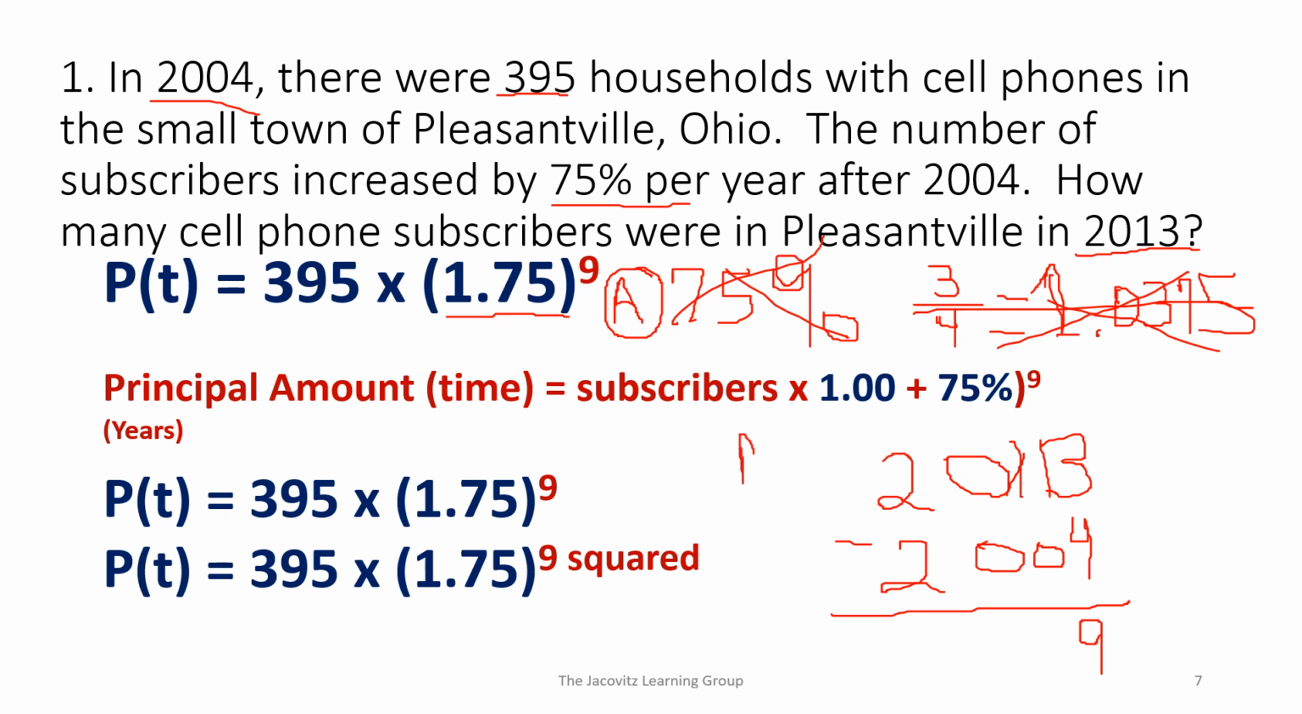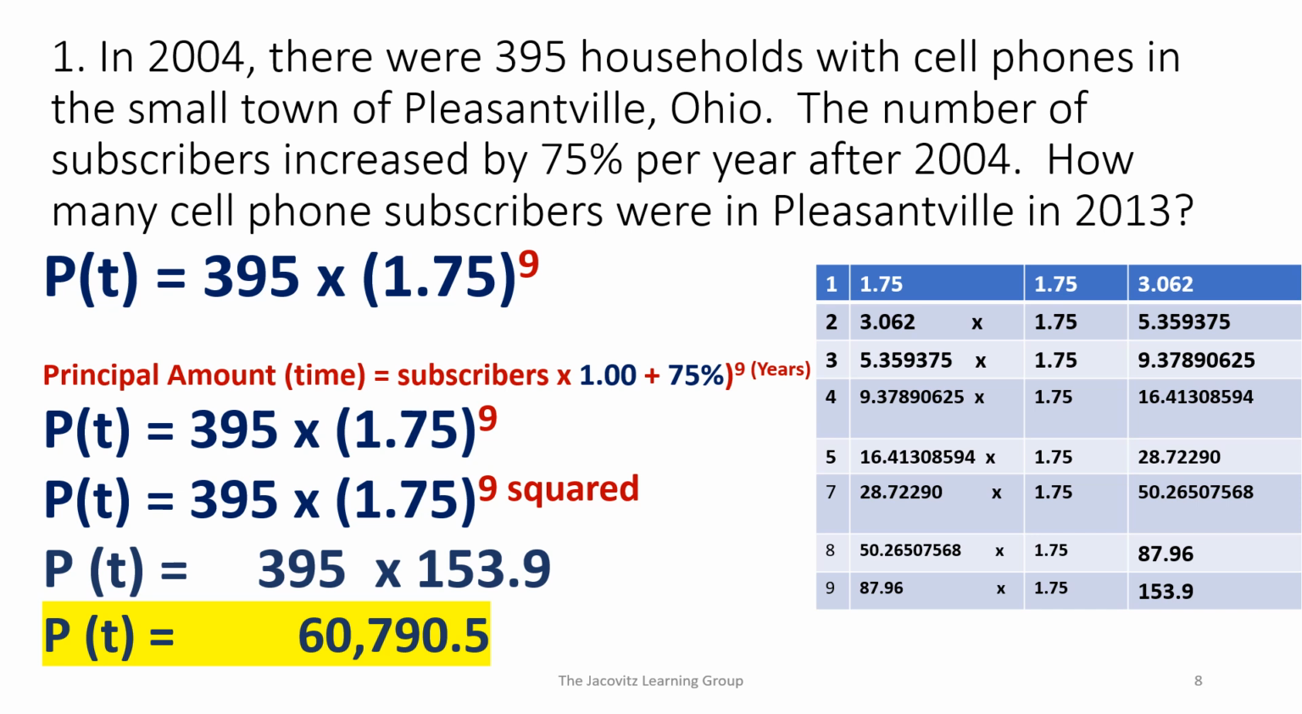Okay, so you have 2013 minus 2004. You're borrowing, that's a 9, then a 0. So that's 9 years. Now, why is that important? Because that's the exponent, and we'll discuss that on the next slide. So 1.75 to the 9th power means that you are multiplying this constant by itself that many times to get an answer.